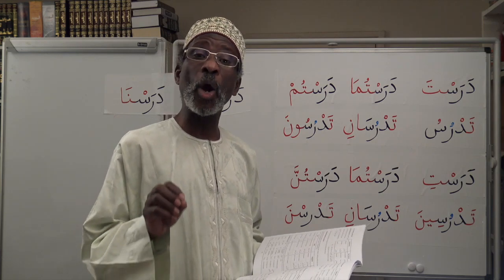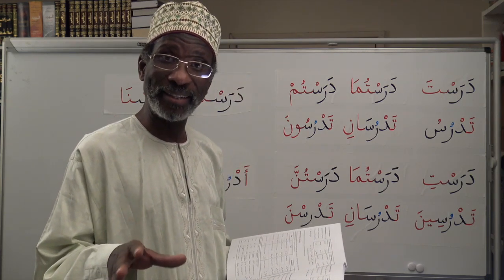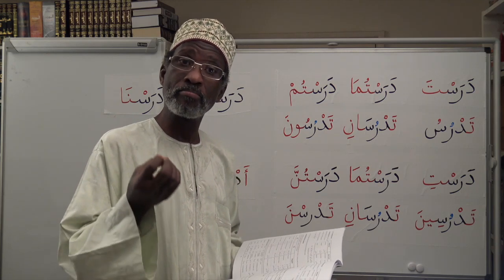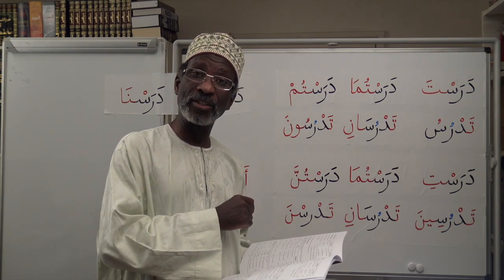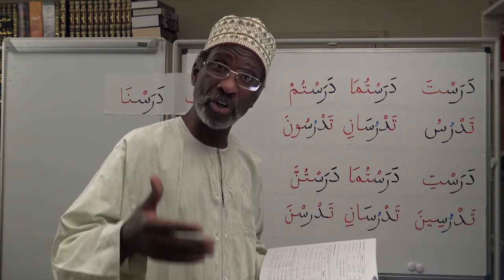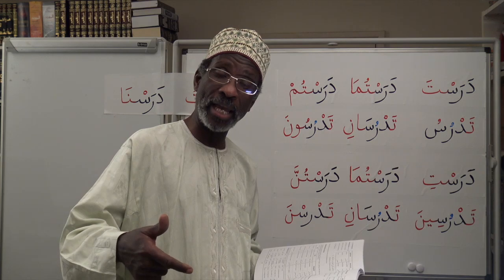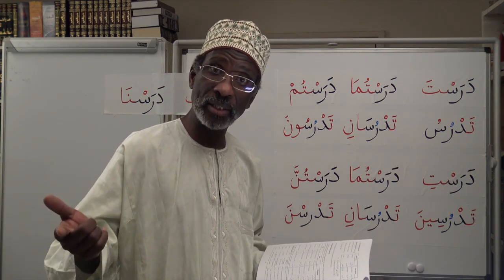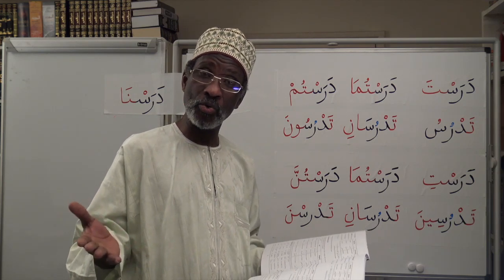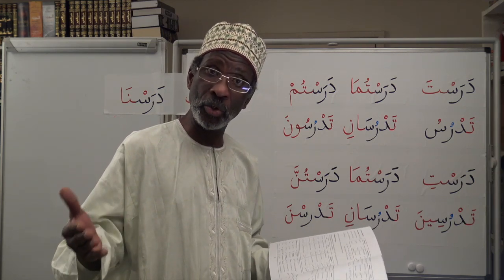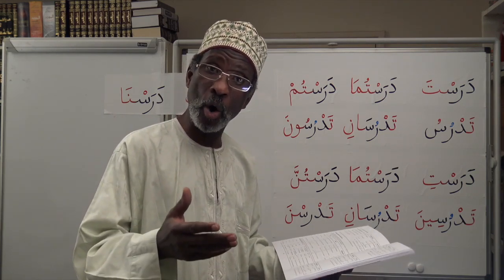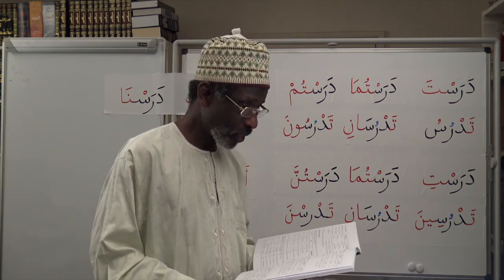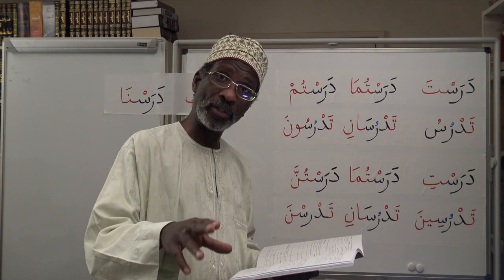Today's lesson is a continuation of the previous lesson on simple present tense verbs: how to conjugate our present tense verbs. Now, last lesson, we dealt with the third person, meaning how to say he does, she does, they two male do, they two female do, they three or more male do, they three or more female do. And we combined that with the past tense.